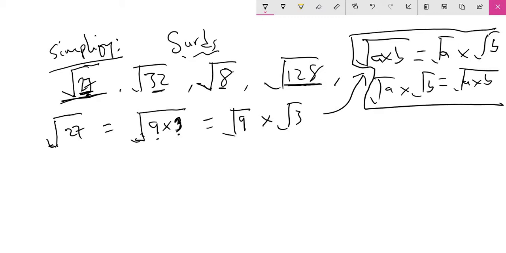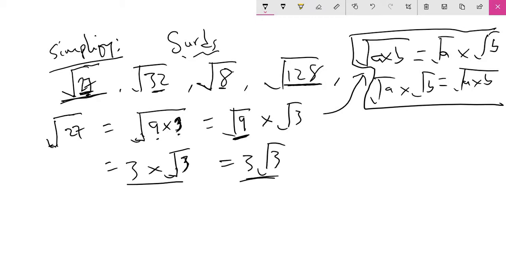So once we have this, we know that this is a perfect square. So we resolve that, and what we'll have is 3 times root 3. Since we can't do anything further, we just multiply them to get 3 root 3. And this is the final answer. So root 27 is the same as 3 root 3. Is that okay? All right.